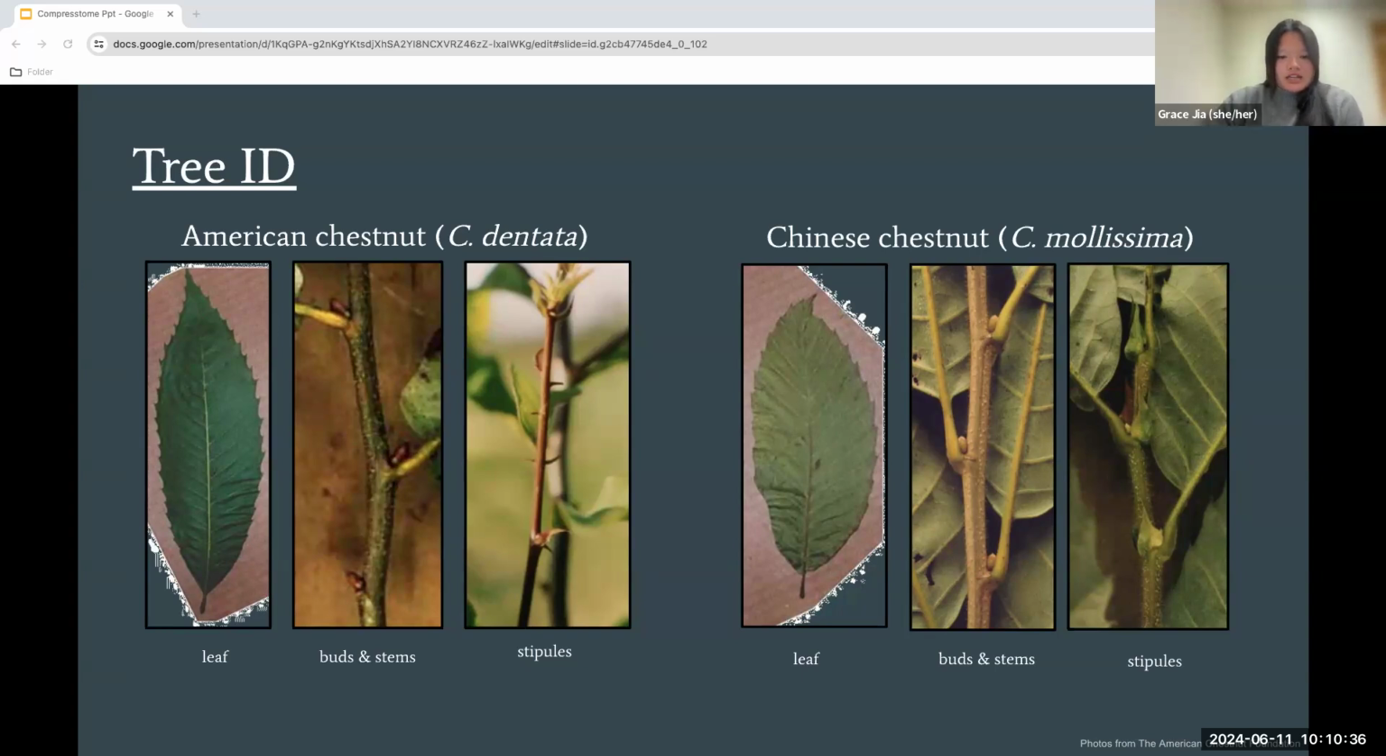And finally, looking at the stipules, those on an American chestnut are slender and angle sharply out from the stem, and they usually fall off in June, whereas the stipules on a Chinese chestnut are broad, they're covered by the buds, and they actually remain on the stem through to September. So those are just some basic external morphological differences that you can observe with your eye.